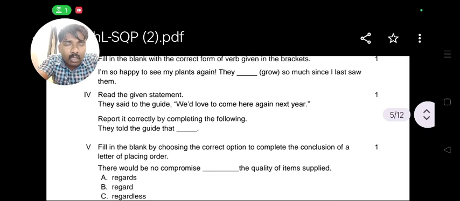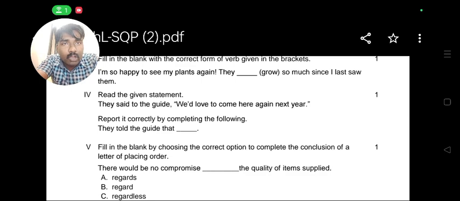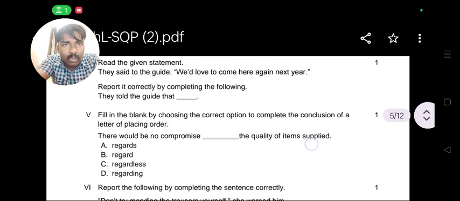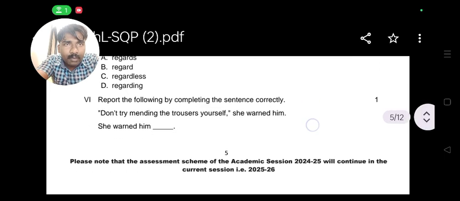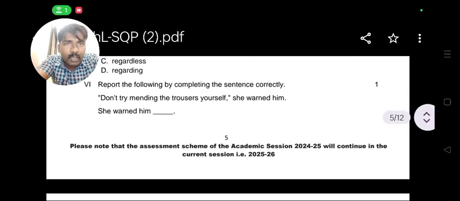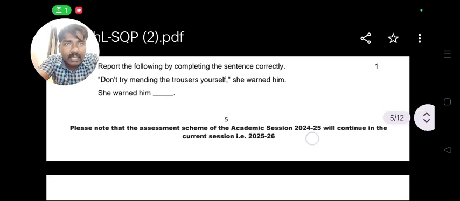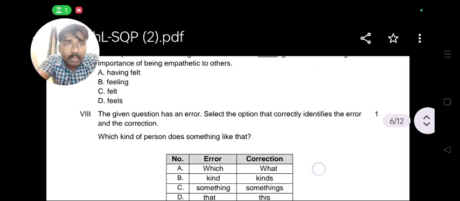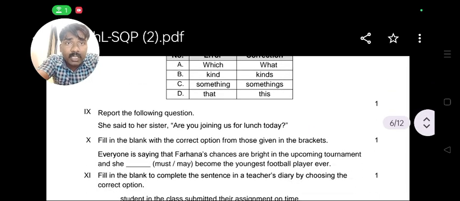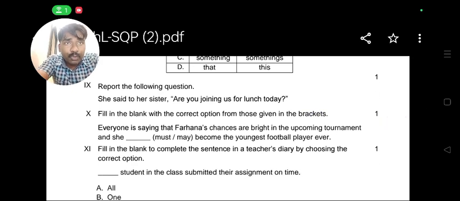Then we have reported speech: a statement is given and you have to change it into reported speech, and here again there is a choose-the-correct-option kind of question. Then one more reported speech, a negative imperative sentence, "don't try mending". This is very easy. Then the correct verb form again, error correction, and reported speech once more, of the yes-no type question, which is also very easy.